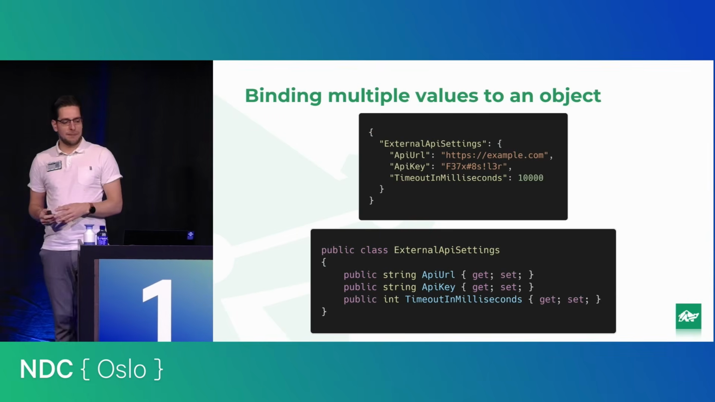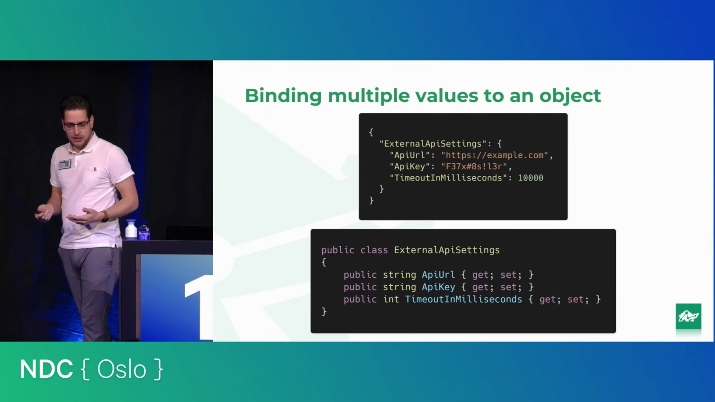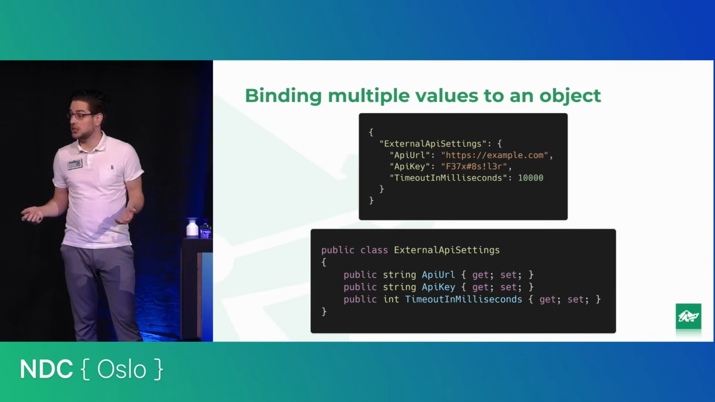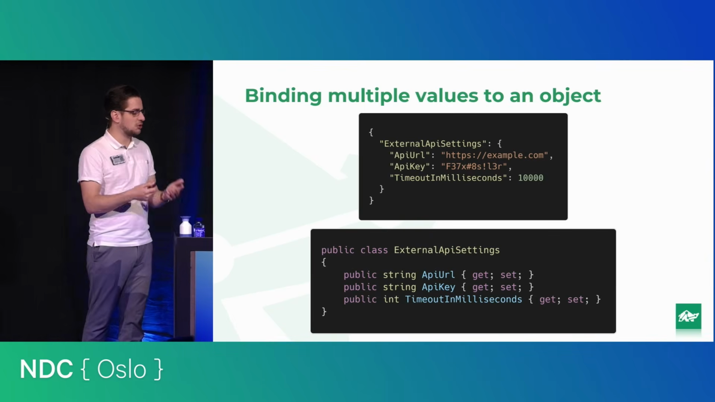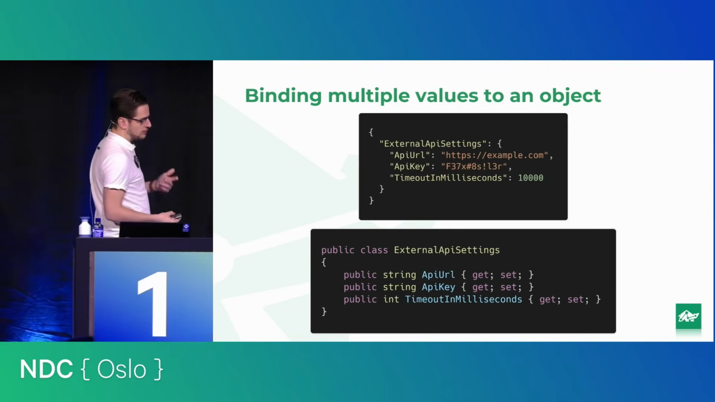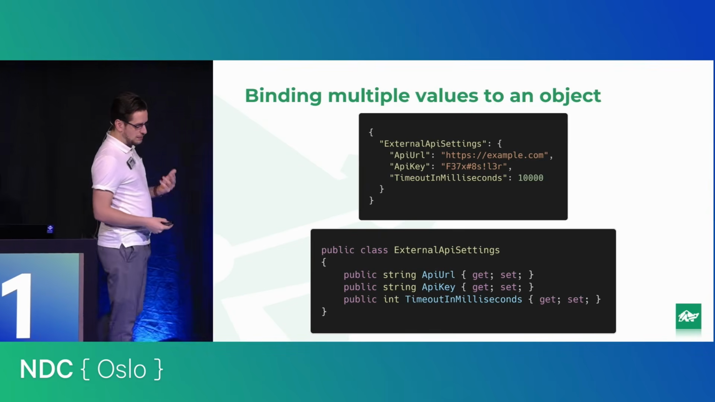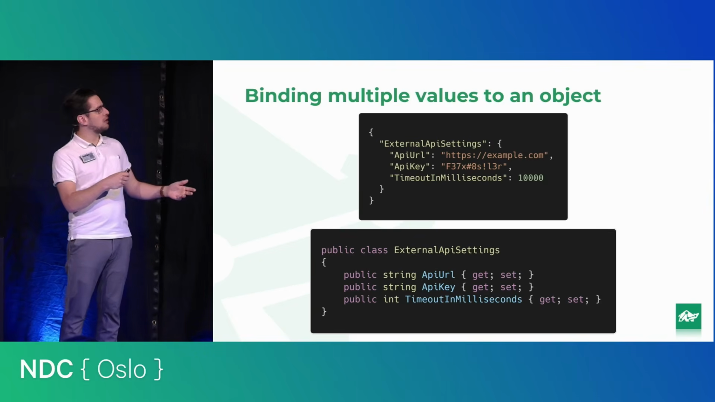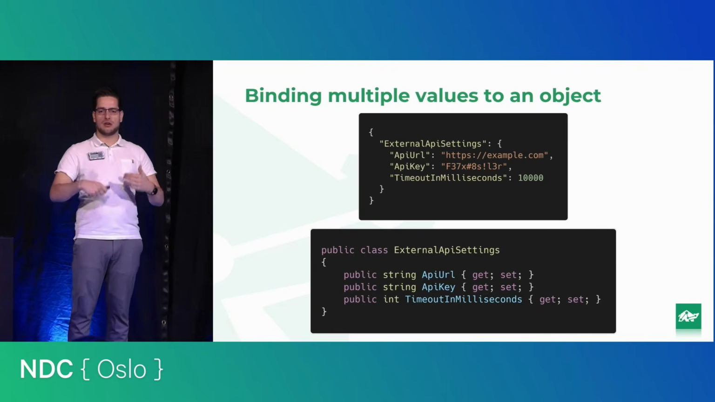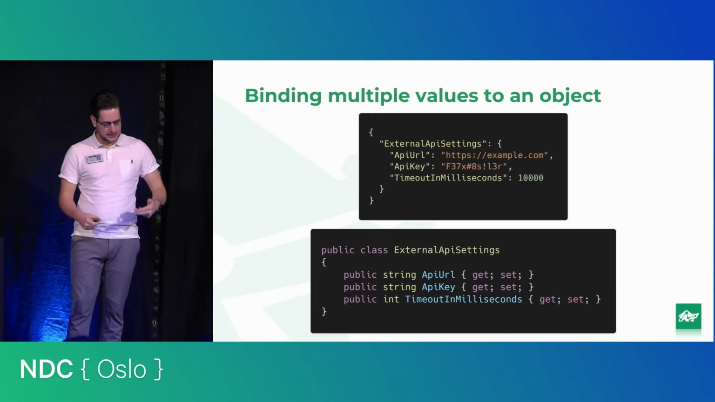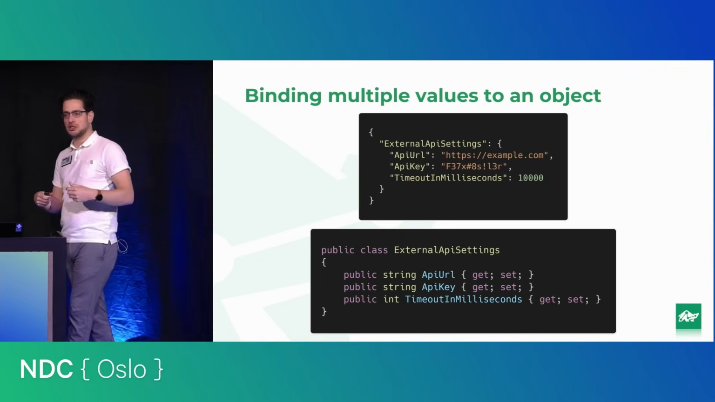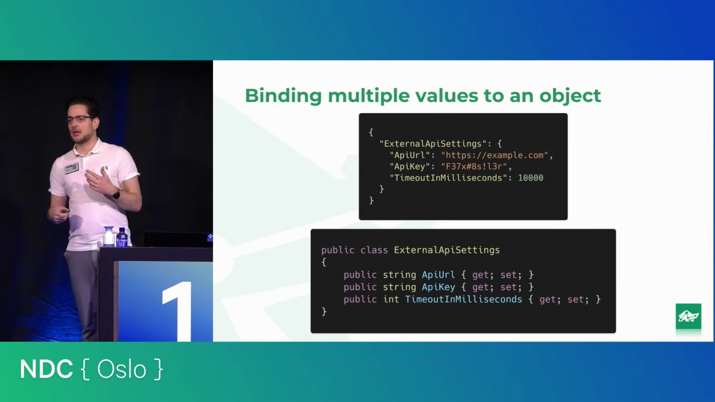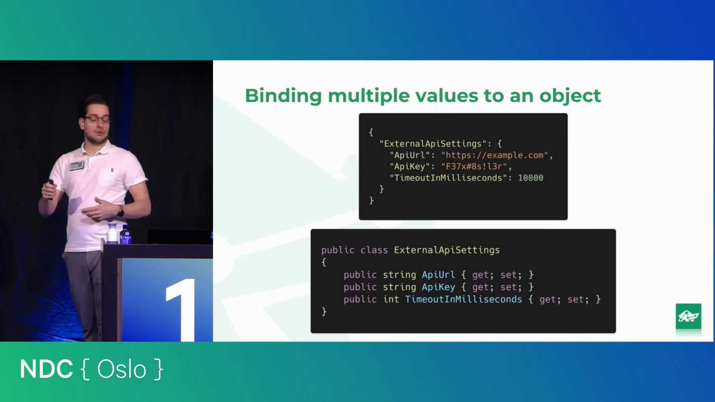Let's take a look at something cool. We're looking at some configuration, maybe in our appsettings.json, and that's external API settings. We have an API URL, an API key, and a timeout in milliseconds as well. Wouldn't it be cool if we could create a class and treat this as code? We could create a class with the exact same properties, and now we could just inject that into a class. So the class might not even know about the fact that this is actually coming from a configuration system.